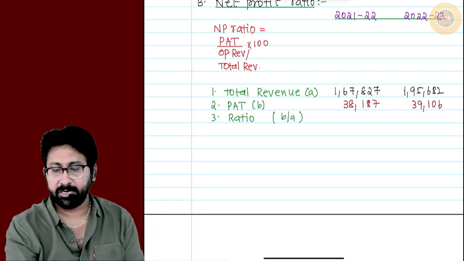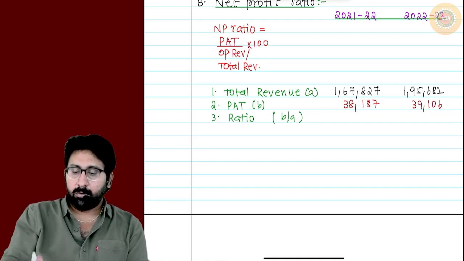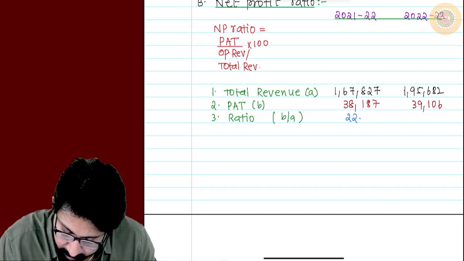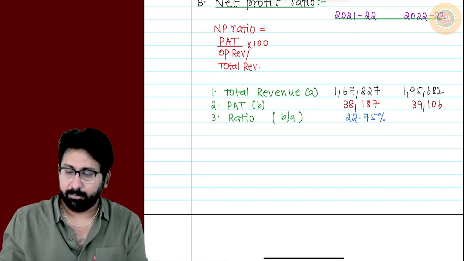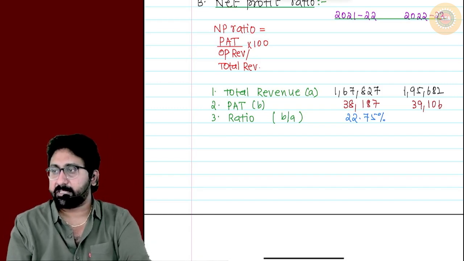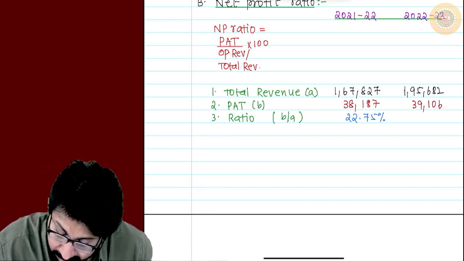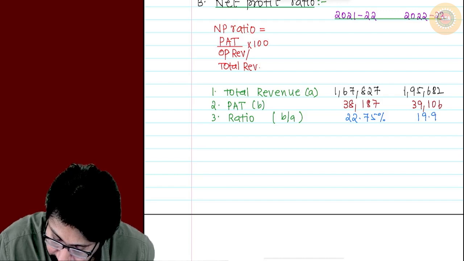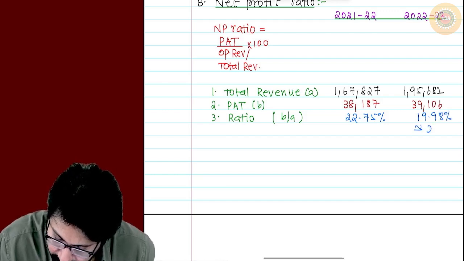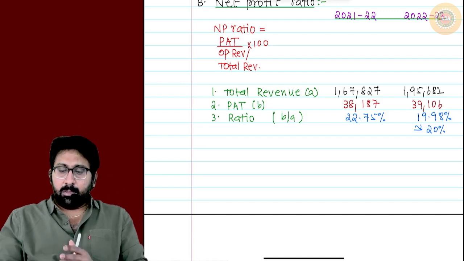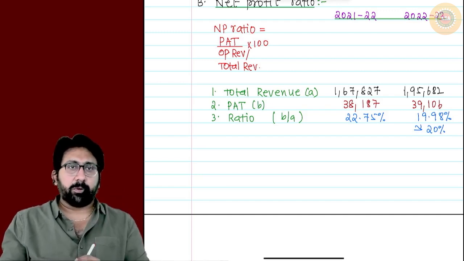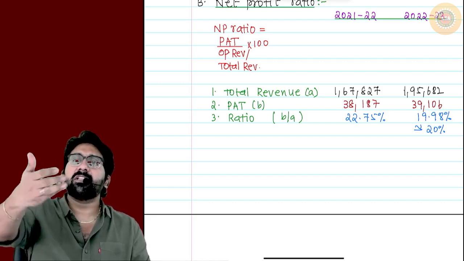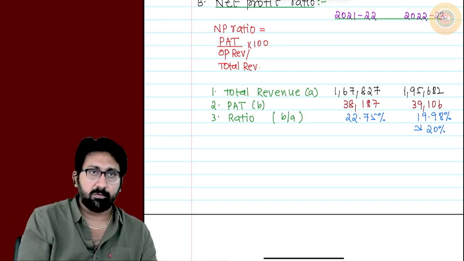Tell me, 38,187 divided by 167,827 into 100. 22.75. 39,106 divided by 195,682. 19.98. Almost equal to 20%. So here also there is a slight fall of 2.75%. That means what is more during this year? Expenses. What is more? Expenses.